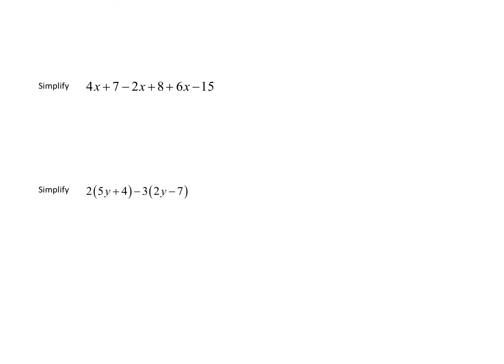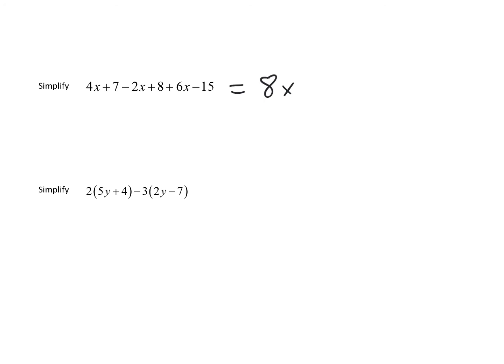Hello, this week we're going to look at some basic algebra and some linear solving. This first example is just trying to collect like terms to simplify an algebraic statement. We have 4x minus 2x plus 6x will give us an 8x, and then 7 plus 8 minus 15 is just 0. So our answer is just 8x.